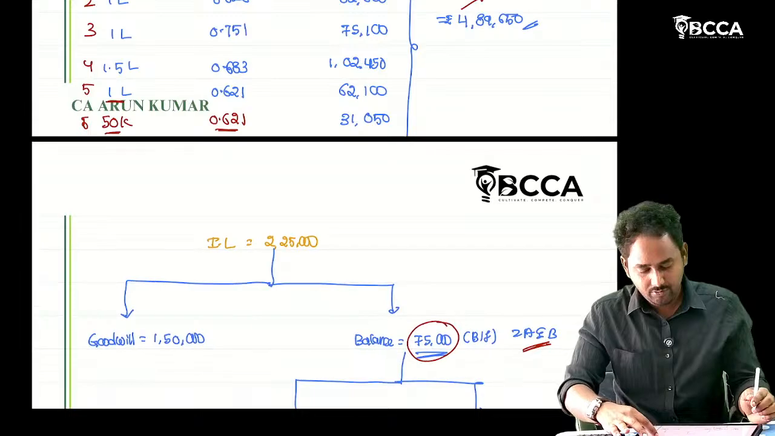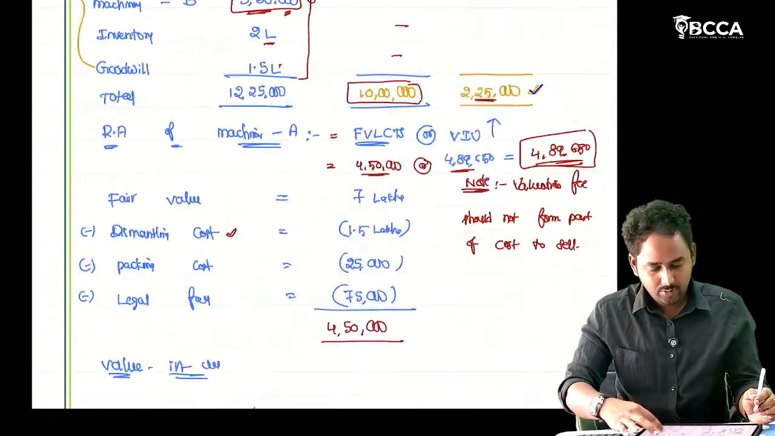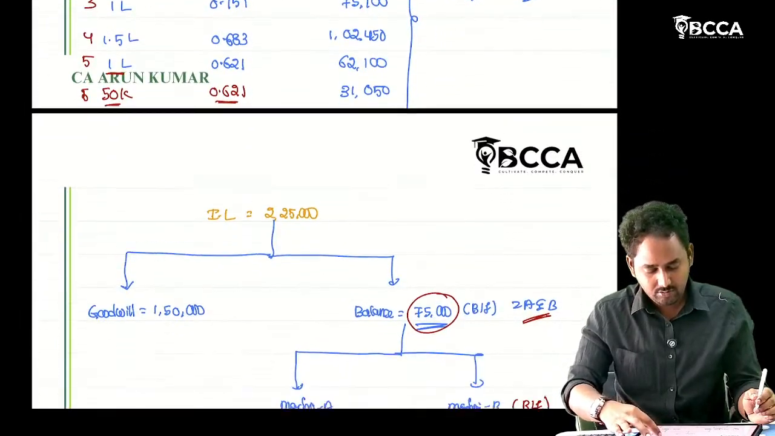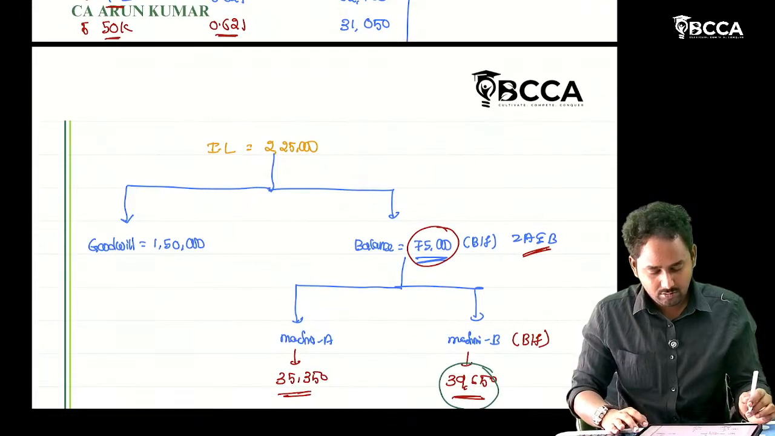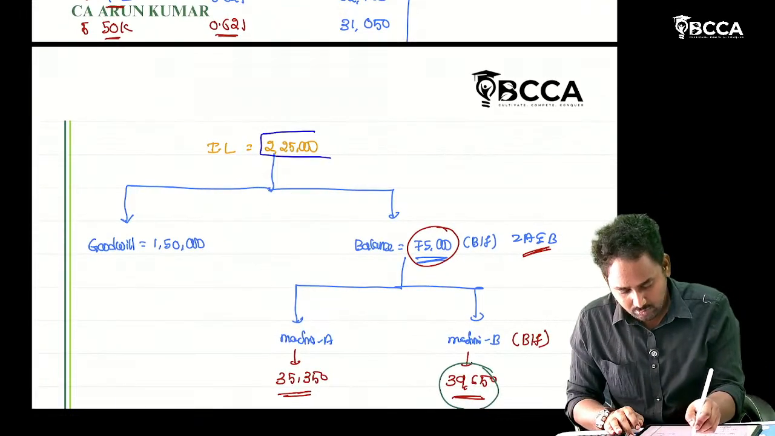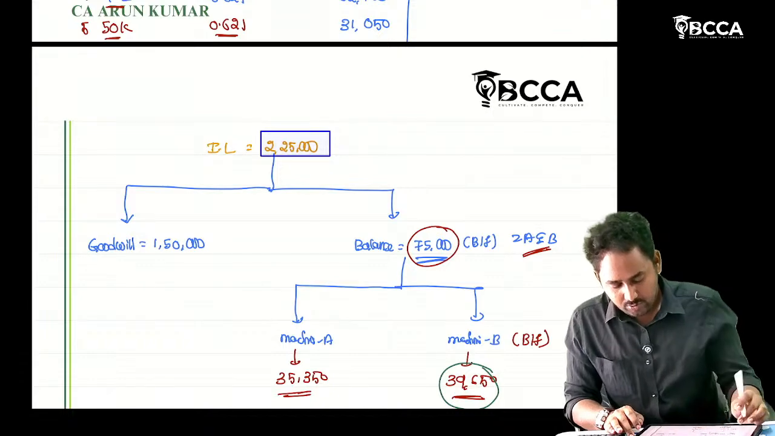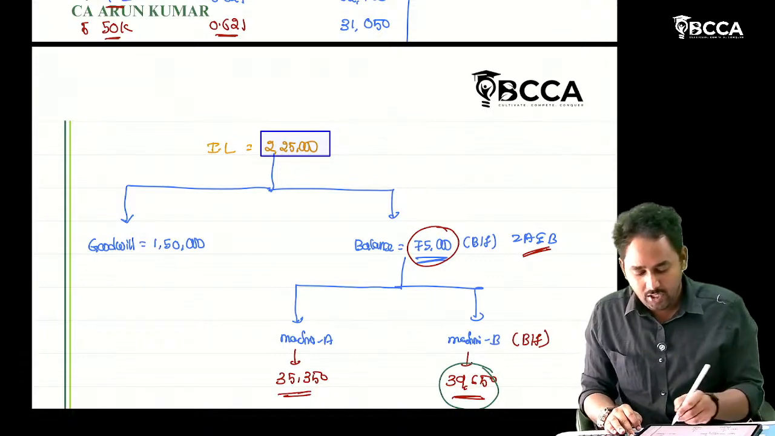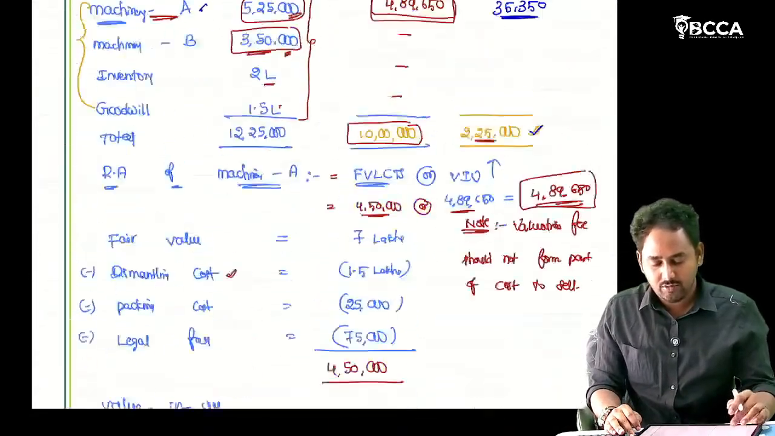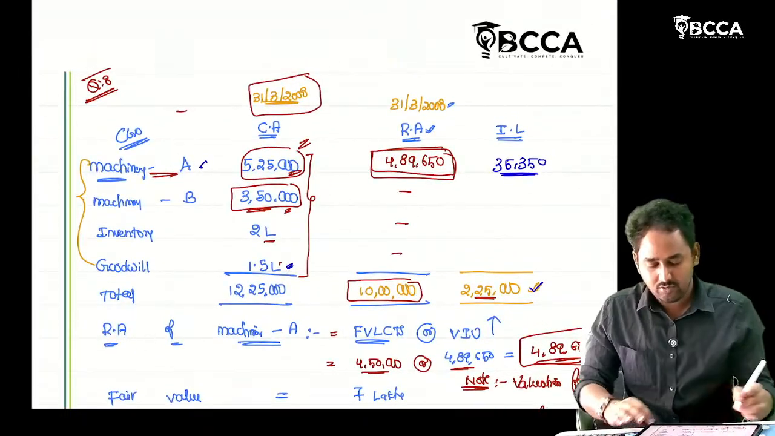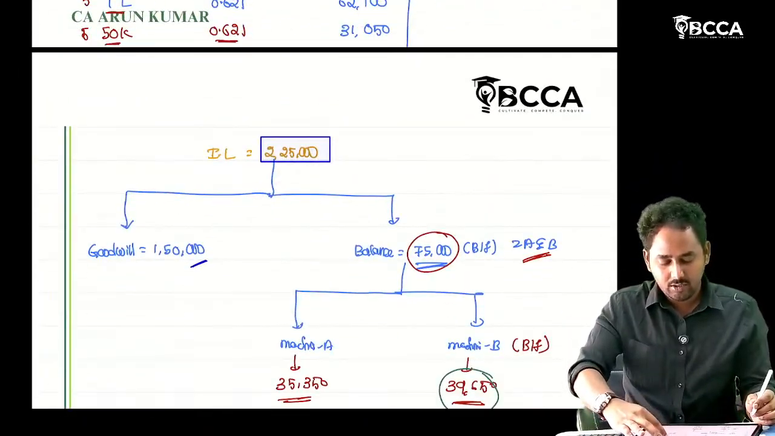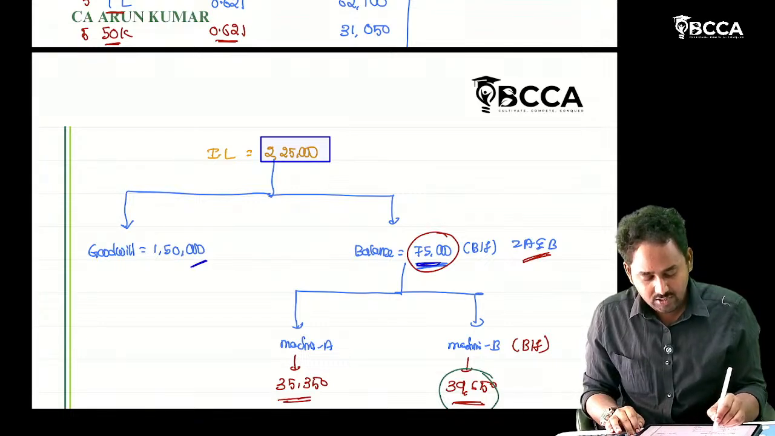So out of 2,25,000, the total 2,25,000 should be allocated to the goodwill first. What is the goodwill value? 1,50,000. So goodwill is completed. Then what is the balance amount?